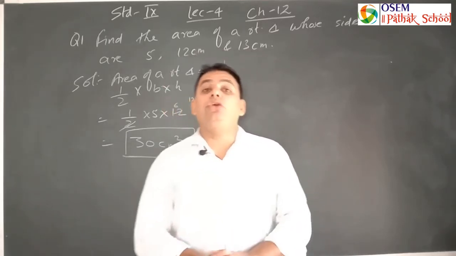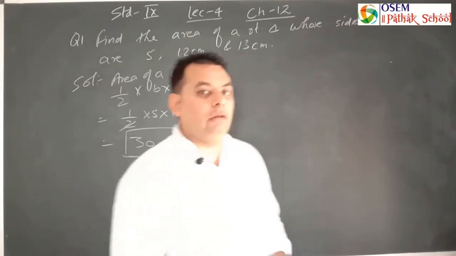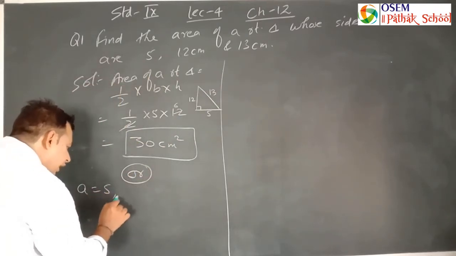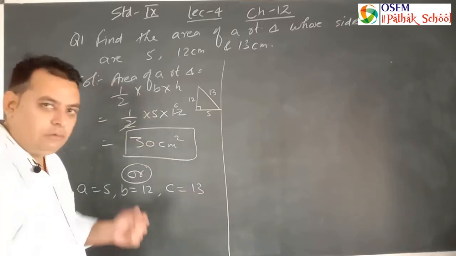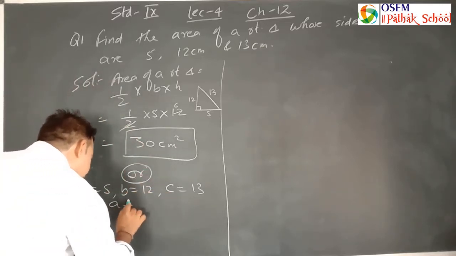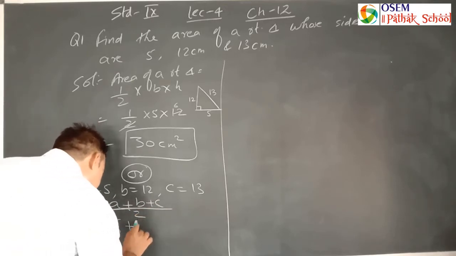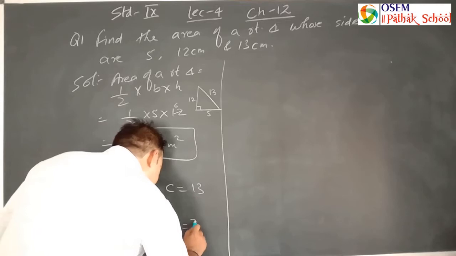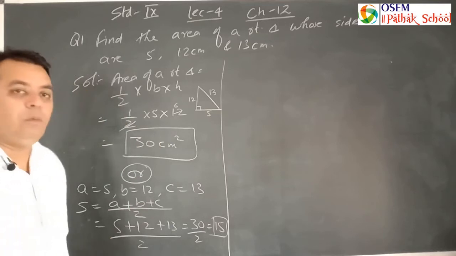But now if you want to use Heron's formula also, then do we get it? Yes, we can get it. Now I am solving it with another method, that is by Heron's formula. A equals 5, B 12 and C 13. I have taken out Heron's formula. The semi-perimeter S is (A plus B plus C) upon 2, that is 5 plus 12 plus 13 divided by 2. We are getting 30 divided by 2, 15. So we got the value 15.